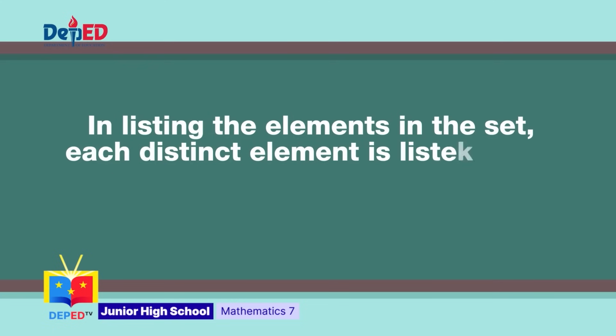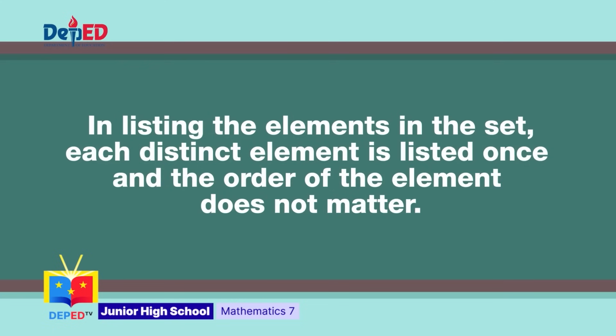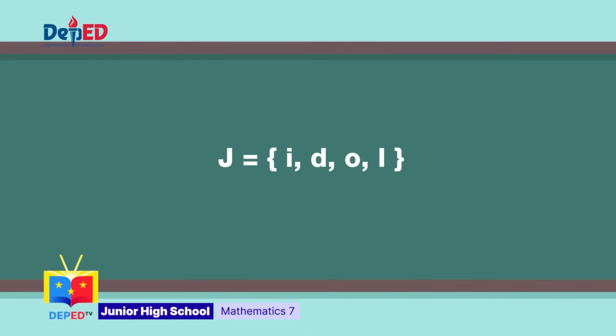Note that in listing the elements in the set, each distinct element is listed once and the order of the elements does not matter. This means that a set can be written in different order but shall pertain to the same set, like in set J, which are the letters in the word idol. This set is the same as set J, which contains L, O, D, I.